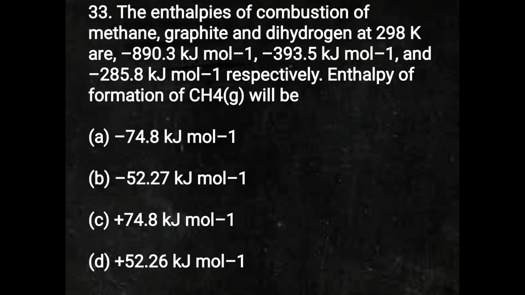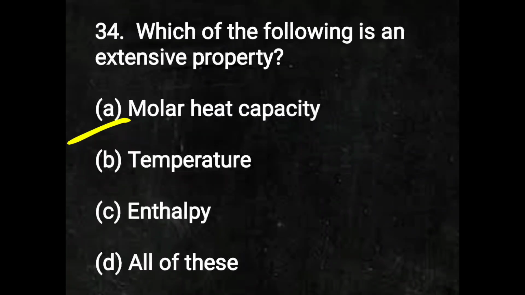The enthalpies of combustion of methane, graphite and dihydrogen at 298 Kelvin are minus 890.3 kilojoule per mole, minus 393.5 kilojoule per mole and minus 285.8 kilojoule per mole respectively. Enthalpy of formation of CH4 in gaseous form will be... option A is the correct option here.